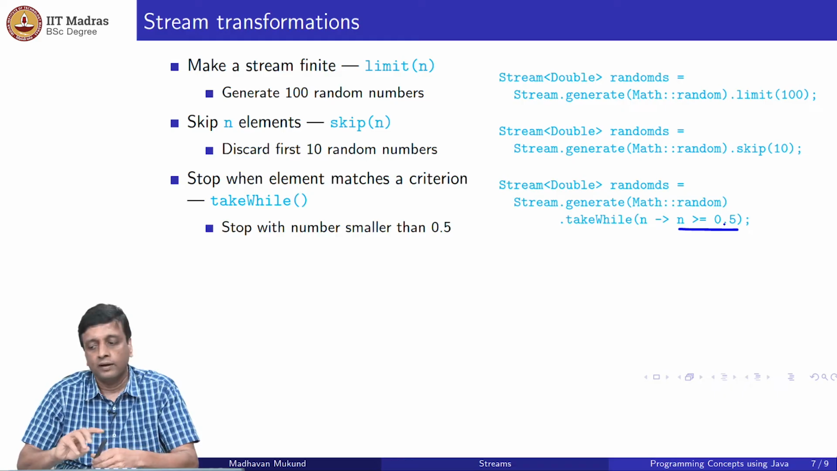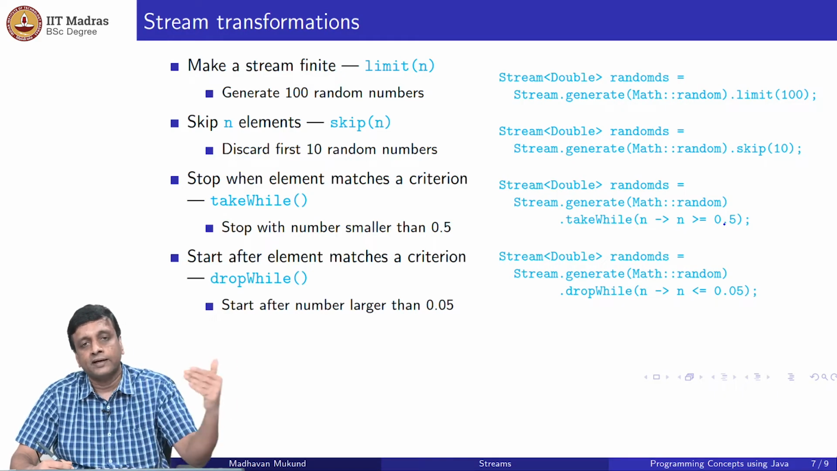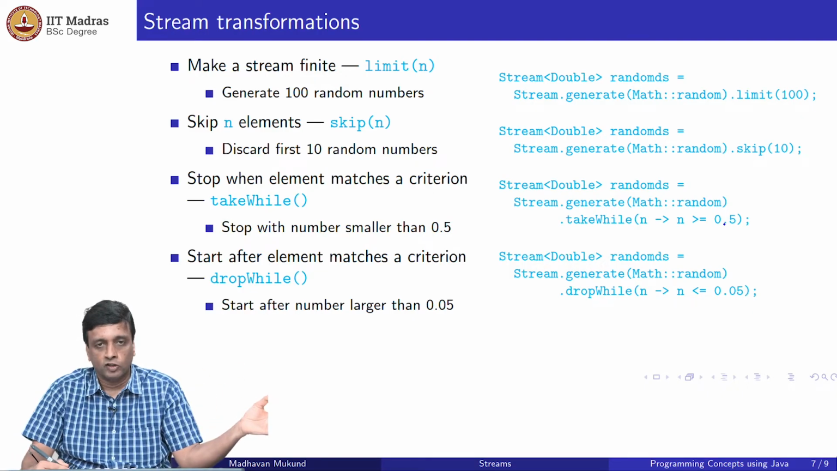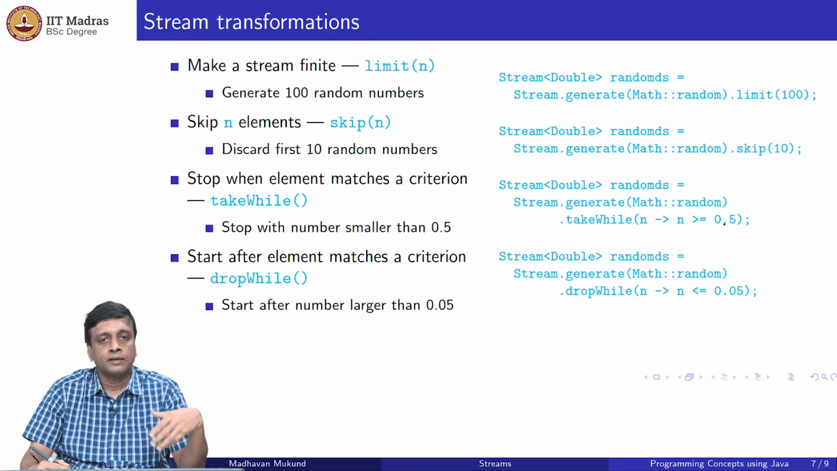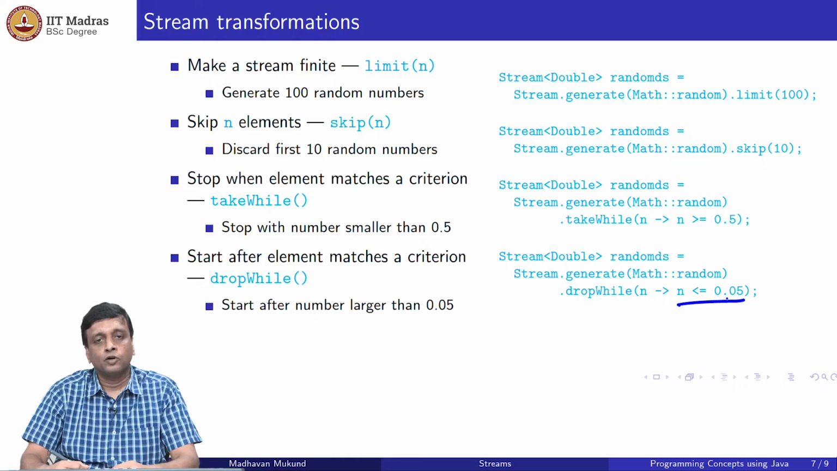So this is takeWhile, like a limit with a condition. The limit is achieved when the condition becomes false, and the skip with a condition is called dropWhile. So it says until some condition becomes true, I will drop. So long as the numbers are smaller than 0.05, I will ignore them. The moment I see a first number which is bigger than 0.05, I will start from there and continue.